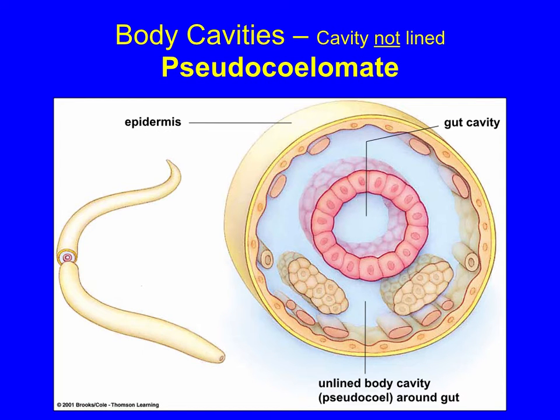Then in this one right here, a pseudocoelomate, it is not lined. So you have two body cavities, a pseudocoelom and a gut cavity. The pseudocoelom is a fluid-filled area, all right? And it's a false body cavity, because it's unlined. So we see in this image right here, we have the gut cavity, and then the unlined body cavity around it. You see that light bluish area is the pseudocoelom. So it's a false body cavity because it's not lined properly.